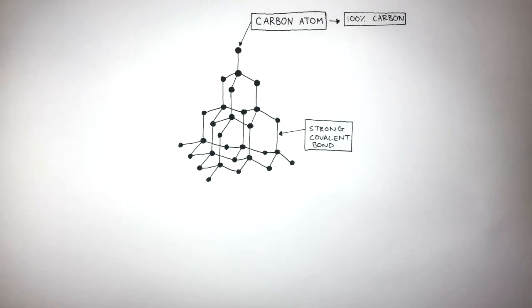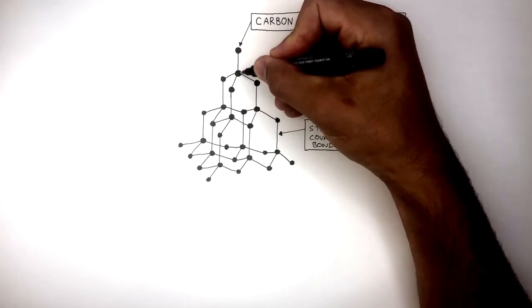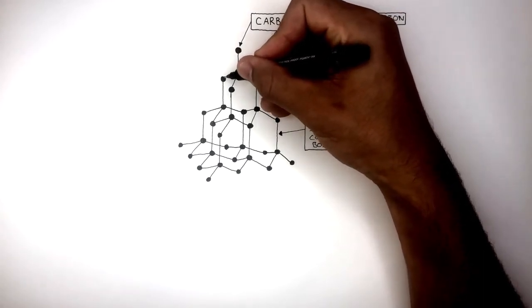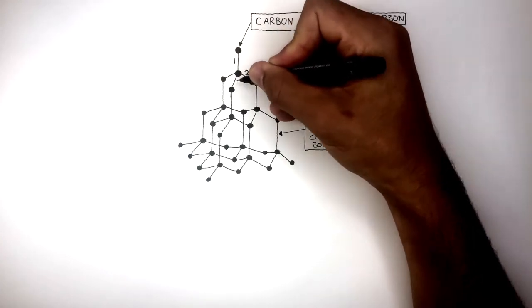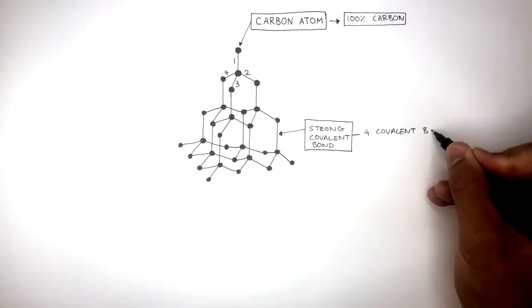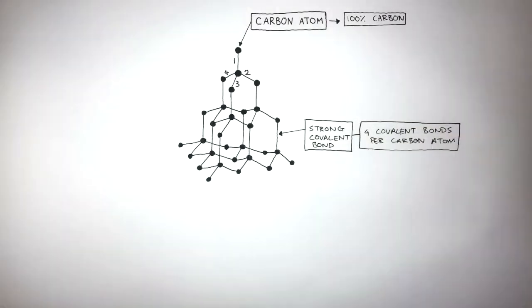atoms in place. Now, if we focus on this carbon atom right here, we can see there are 4 carbon atoms covalently bonded to this central carbon atom. 1, 2, 3, 4. And in diamond, there are 4 covalent bonds per carbon atom. This gives these carbon atoms a tetrahedral arrangement.